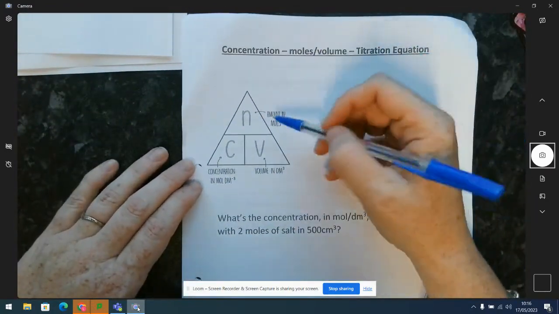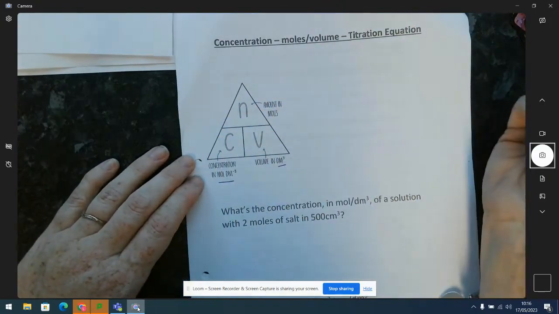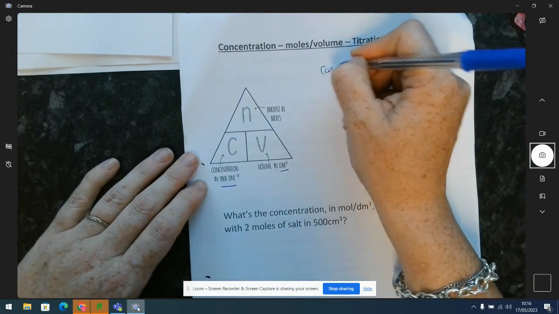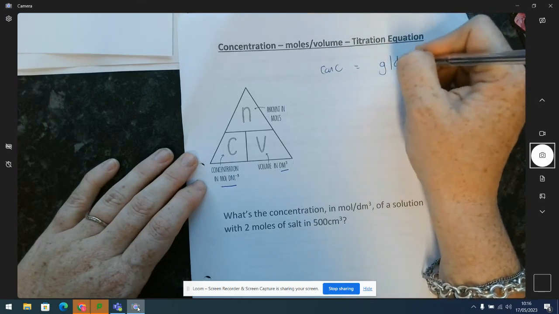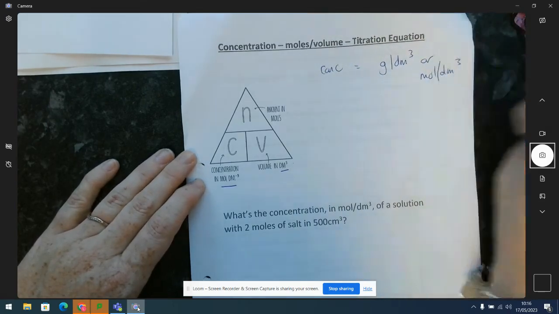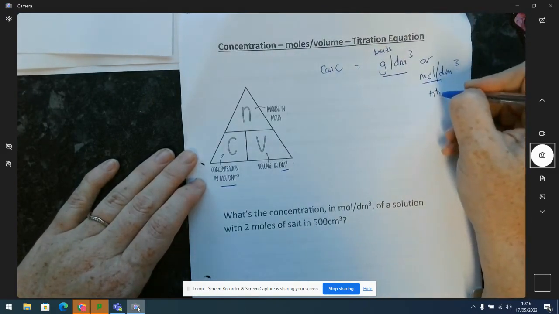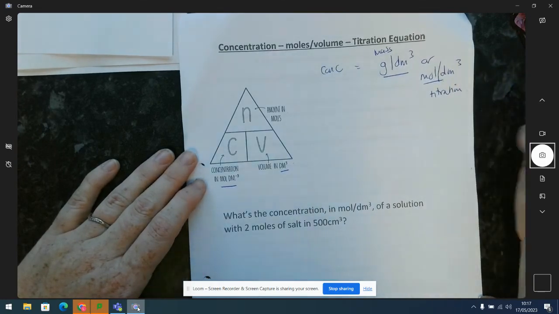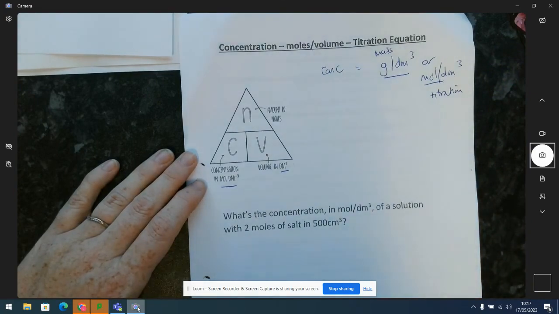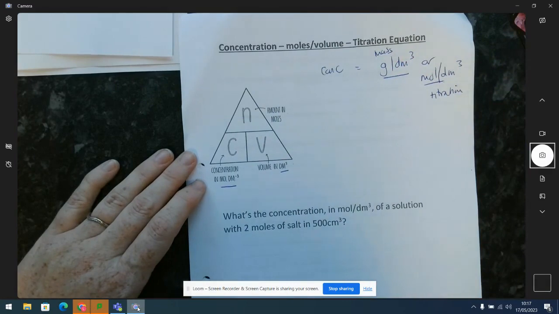So as you can see, I've got moles, volume, which is always in decimeters cubed, and concentration in moles per decimeters cubed. So remember, concentration can only ever be in grams per decimeters cubed or moles per decimeters cubed. The grams one is the mass one, and the moles one is usually the titration one, okay? But it is important you're aware they're the only 2 units that we use for concentration. So I'm going to get you to rearrange this triangle to make sure you're clear on how to do it.